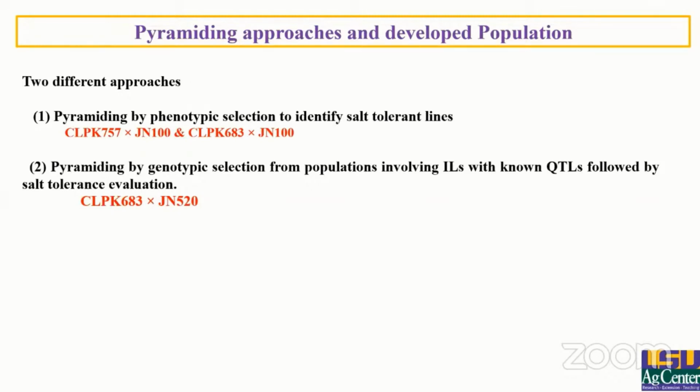And we use the salt tolerant introgression lines which were already identified in our studies, namely CLPK 757 by GN100. Those are the salt tolerant breeding lines, and CLPK 683 and GN100, those are other salt tolerant lines. We use those two populations for the phenotypic selection approach, whereas we use another population, CLPK 683 and GN520, for the genotypic selection.